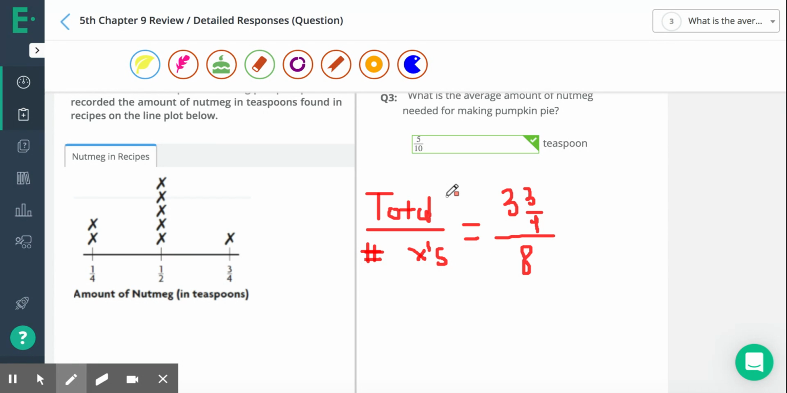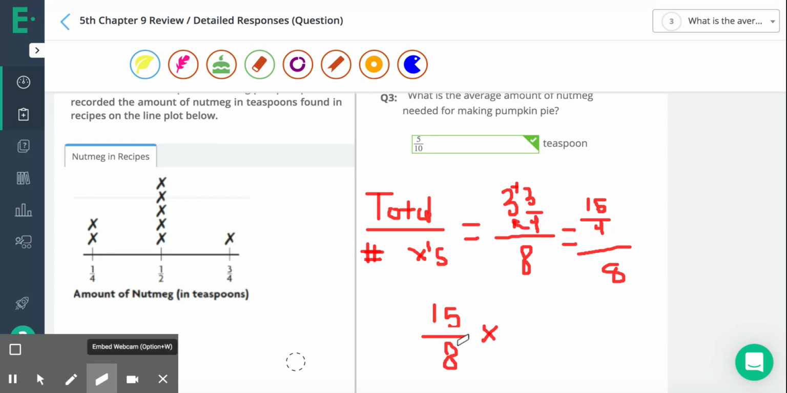When I'm dividing with a fraction, I want to use an improper fraction. I don't want to mess with this mixed number. So I'm going to change this to an improper fraction. 4 times 3 is 12, plus 3 is 15/4. So I am taking 15/4 and dividing that fraction by 8. We need to remember keep, change, flip when we're dividing fractions. So I'm going to keep 15/4, and I'm going to change this into a multiplication problem.